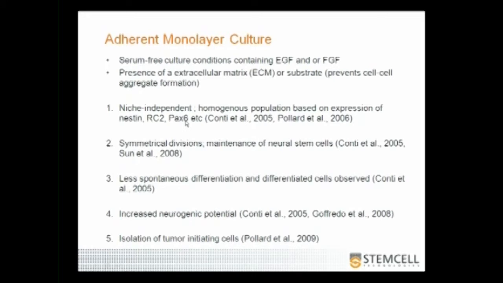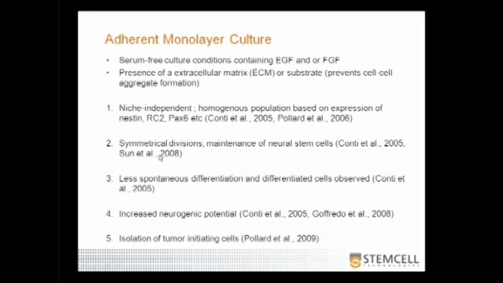Some publications have reported that cells cultured in adherent conditions are niche independent and therefore promote a more homogeneous population of cells in the culture. And this was based on the expression of nestin, RC2, PAX6, and CD133, for example. This population is believed to be the radial glial cells present during embryonic development. The Neurosphere culture, on the other hand, is believed to produce more of a microenvironment mimicking the brain niche, and as such promotes differentiation within the neurospheres and a more heterogeneous population. It is also claimed that neural stem cells are better maintained in the adherent cultures due to more symmetrical divisions, while asymmetrical divisions occur in the neurospheres.